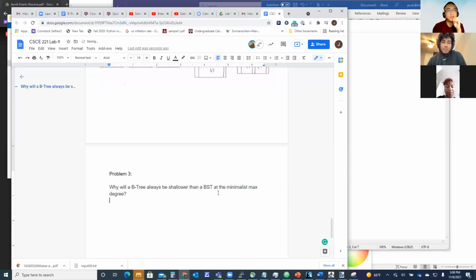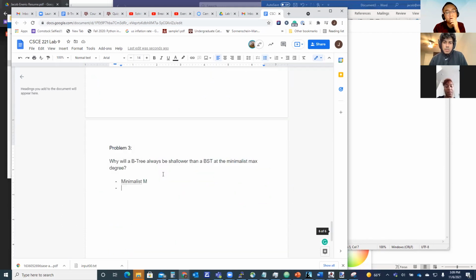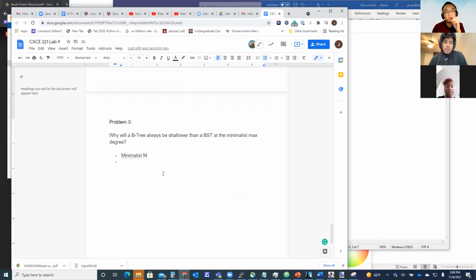So I guess I'll share. Yeah, so the B tree will always be shallower than the BST at the minimalist max degree. The minimalist M is what it means. And so that should just mean the most minimum M. So does he mean 2 or 3 for M? Well, I guess the B tree always balances itself, right? Yeah. It has no choice but to.